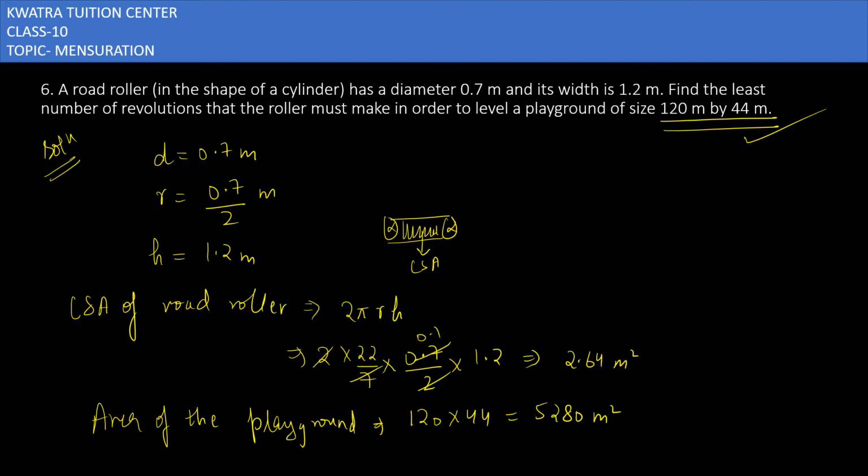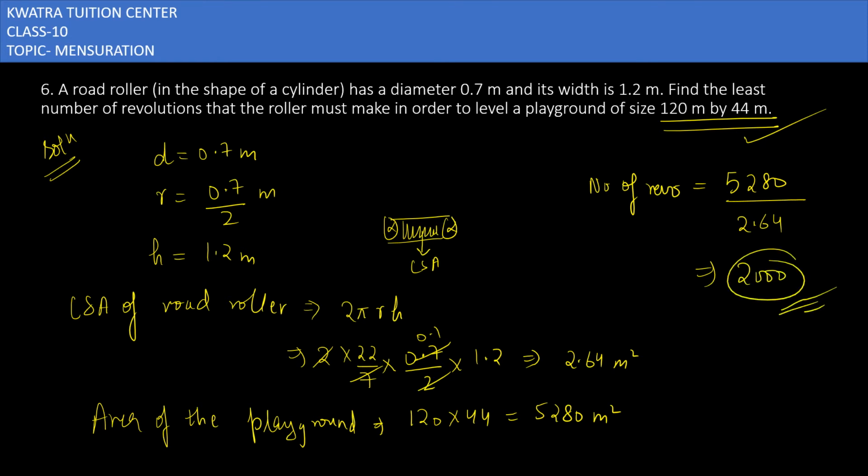Now for finding number of revolutions, what you have to do is you have to divide both the values. So it will be 5280 divided by 2.64. Just divide it, you will get the number as 2000. So number of revolutions, how many did you get? It is about 2000. 2000 revolutions the roller can create on this playground. Yes, this is the answer for the sixth one. You may note it and you may write it in your notebook for further reference.